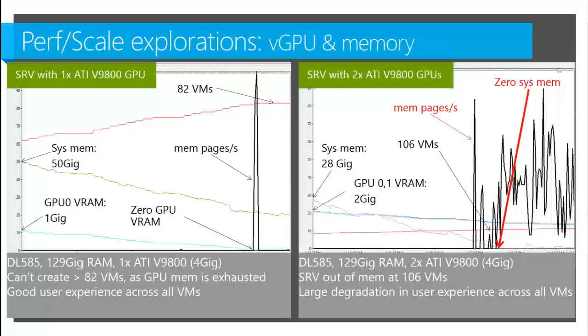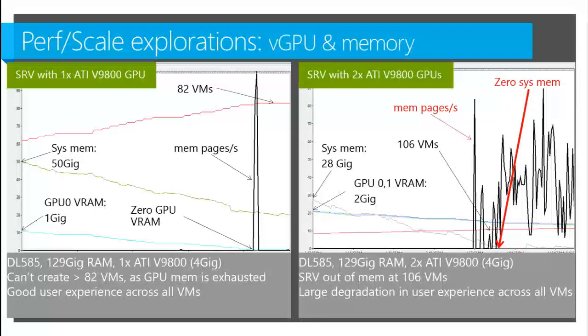On the right-hand side, it's the same system with 2 vGPUs. But the system doesn't have enough memory for the hypervisor. So what happens is that the way the vGPU system works is that we actually use processes on the parent partition to render the content from guest VMs. So the hypervisor starts running out of memory and starts swapping, even though the GPUs have plenty of memory. So when the hypervisor is out of memory, we start swapping these rendering processes that are responsible for rendering content of all the guest VMs. So the user experience in all guest VMs suffers.